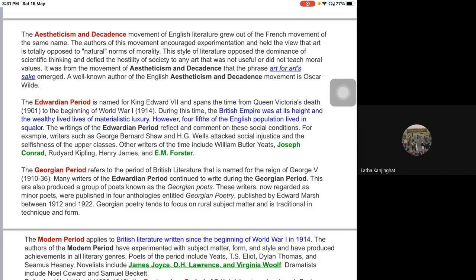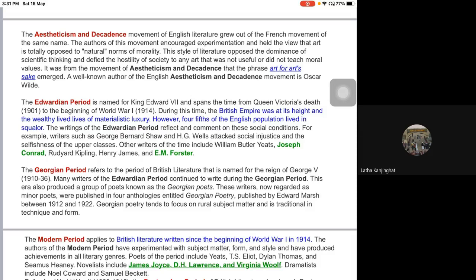Other writers of the time include William Butler Yeats, Joseph Conrad, Rudyard Kipling, Henry James, and E.M. Forster. So Conrad and E.M. Forster, belonging to the Edwardian period, talk about the divide that existed between the rich and the poor, right? Talking about the social conditions that existed during the Edwardian period.